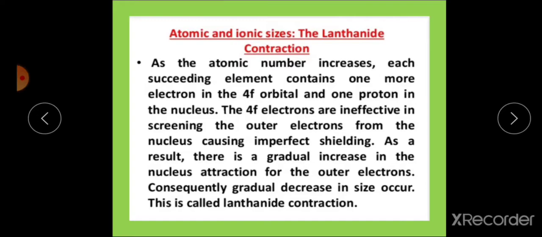The outer new electrons are added to the same inner 4f subshell. Thus, the 4f electrons shield each other from the nuclear charge poorly due to their diffuse nature. With increasing atomic number and nuclear charge, the effective nuclear charge experienced by each 4f electron increases. As a result, the whole 4f electron shell contracts at each successive element. This is known as lanthanide contraction.